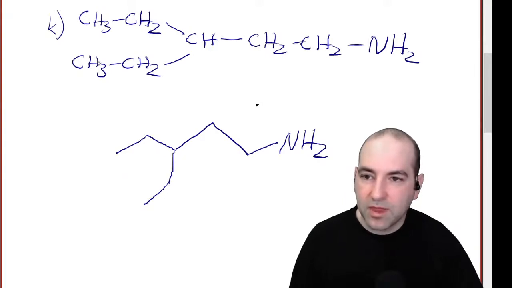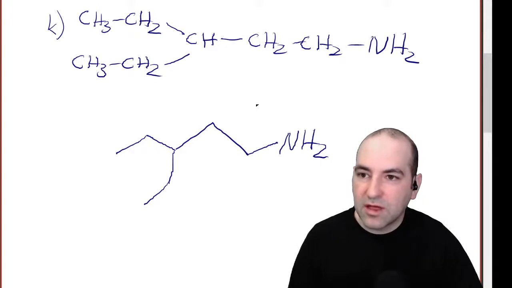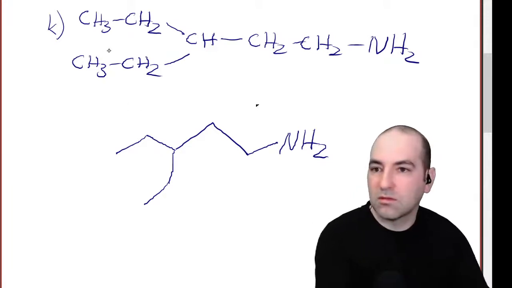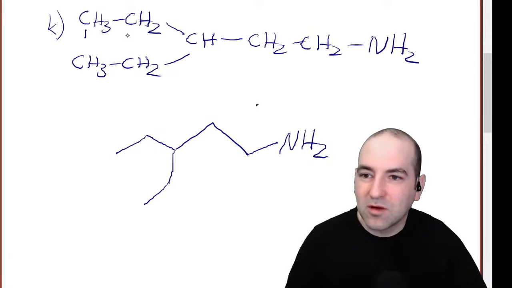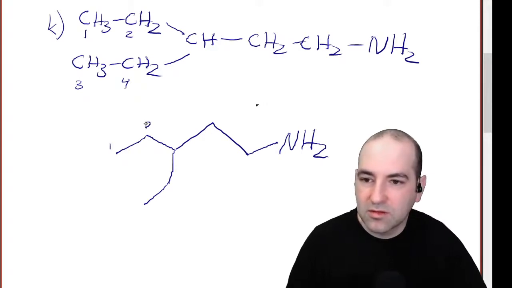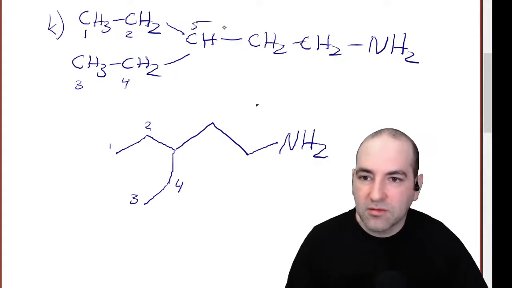So something like that. And then again, just to check everything, we want to make sure we have all the right carbons here. So 1, 2, 3, 4. Got those. 1, 2, 3, 4. Then the others are going to be 5, 6, and 7.